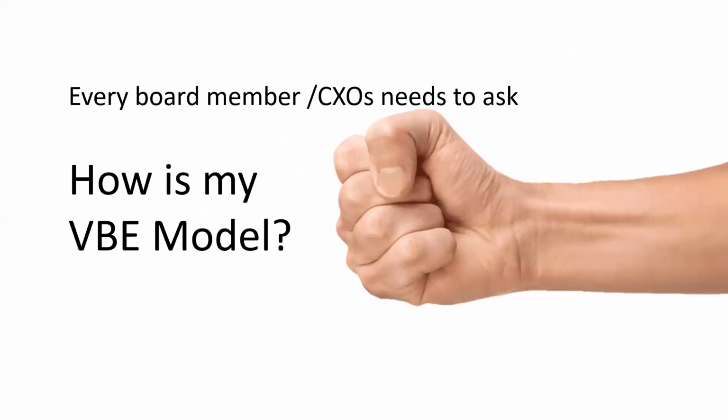Now, every board member or CXO needs to ask, how is my VBE model? What are the changes happening? In your company, your CEOs and CXOs should be thinking about your company's VBE model. And the whole company should be looking out: how is my VBE model going to change? What are the steps I need to take today so that my VBE model is successful in the future also? This is a question which your company's leaders need to ask.